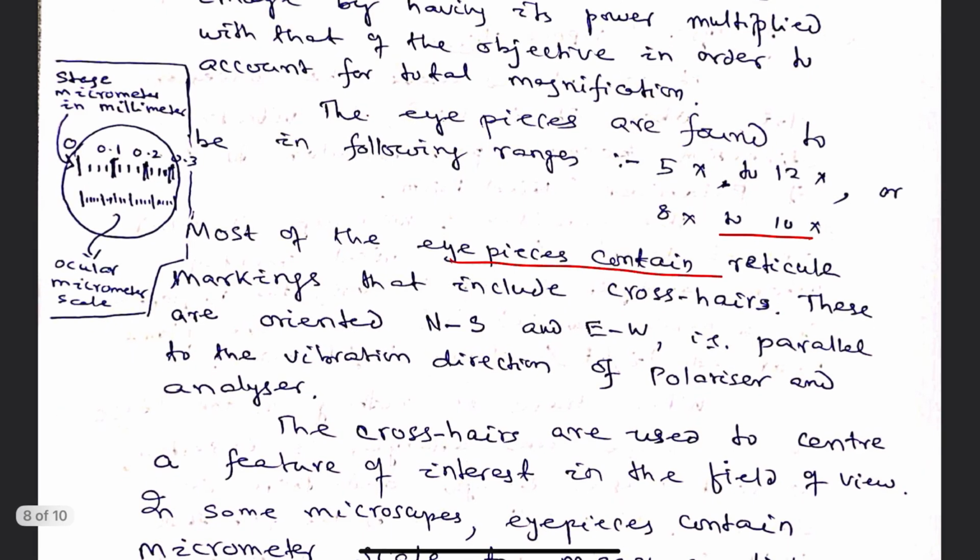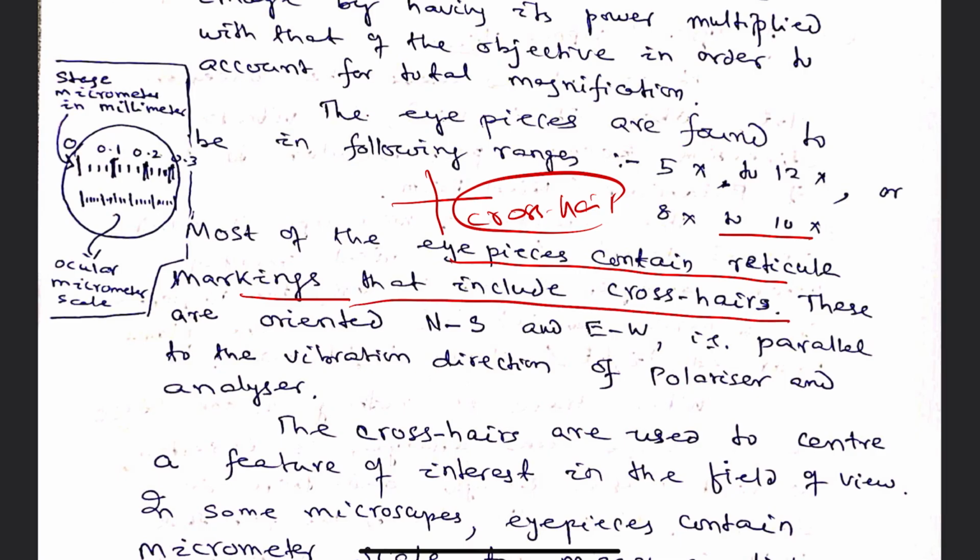So most of the eyepieces contain reticle markings like this. This is what we call a crosshair. It is useful to center the object on the stage or to keep a mineral in the center of the stage for perfect optical study. These reticle markings run east to west and north to south, parallel to the vibration direction of the polarizer and analyzer.